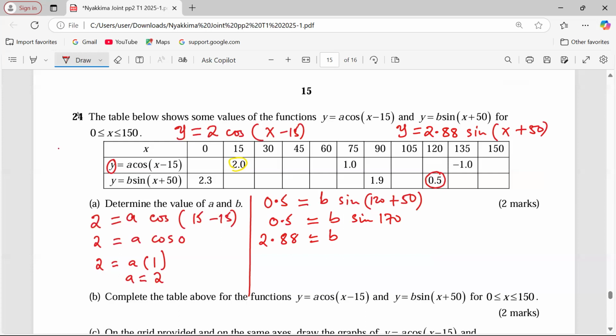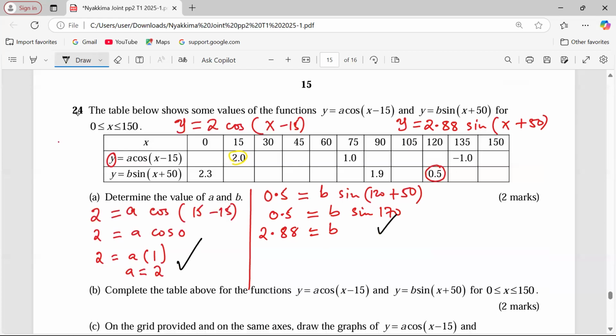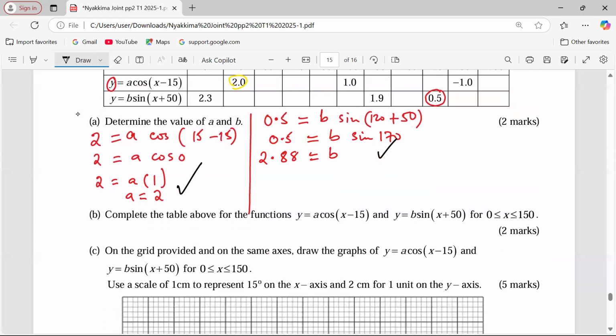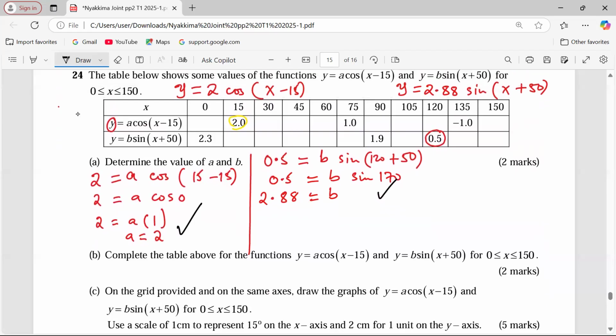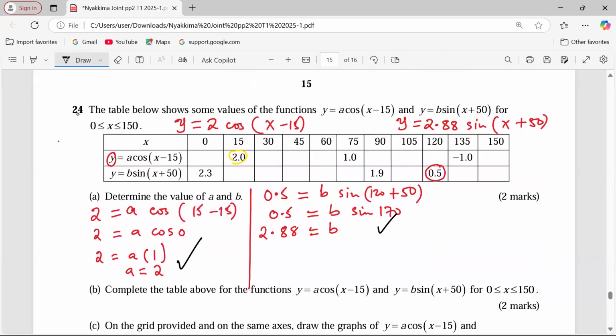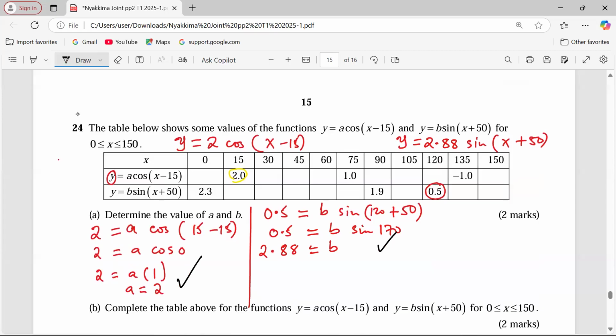So we are now having, I've just made the work easier by giving the values of the functions. But basically what we needed are the values of A and B. Now look at part B, complete the table. Now that you have known the values of A and B, we can complete the tables.